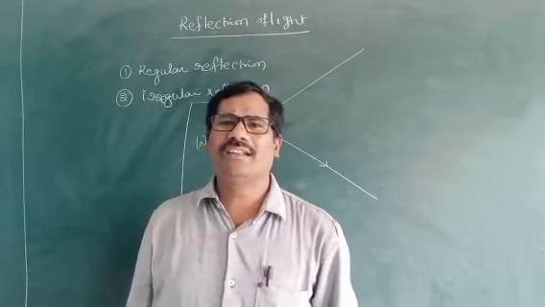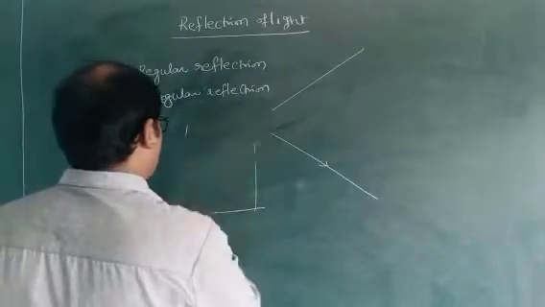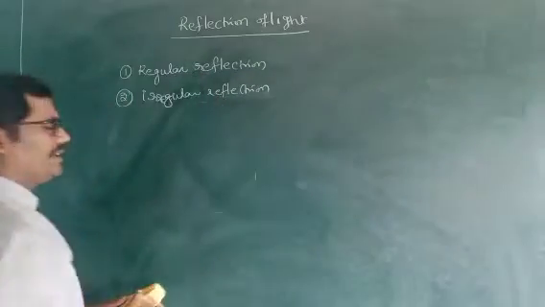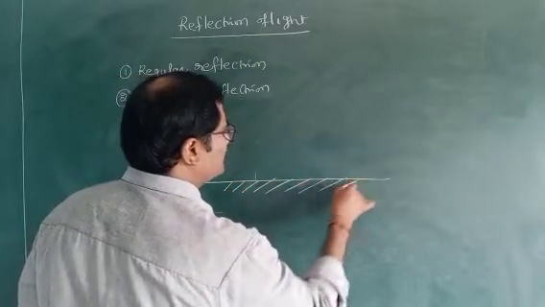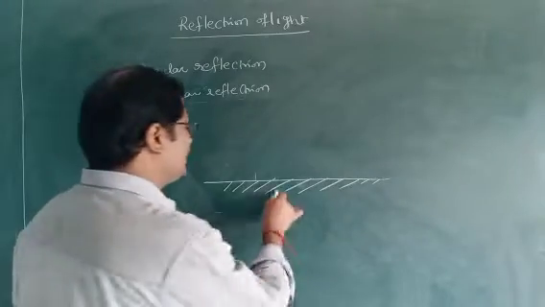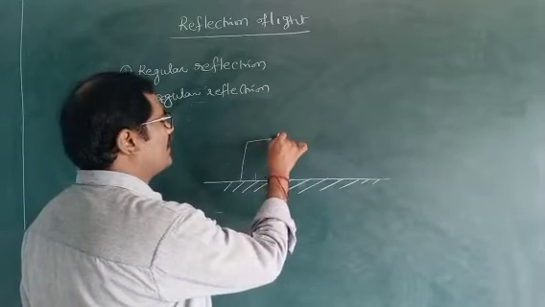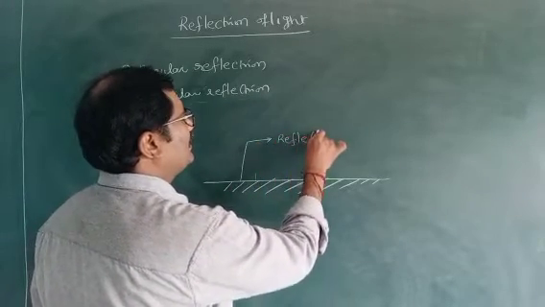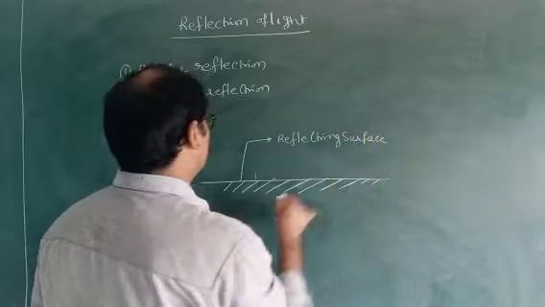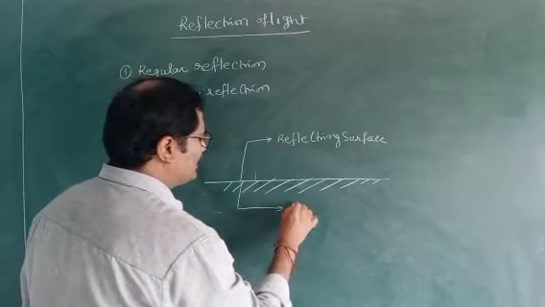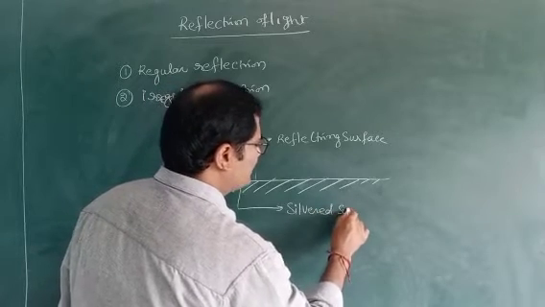First, what is regular reflection? Consider, for example, a plane mirror. It has a silver surface, which is the reflecting surface.